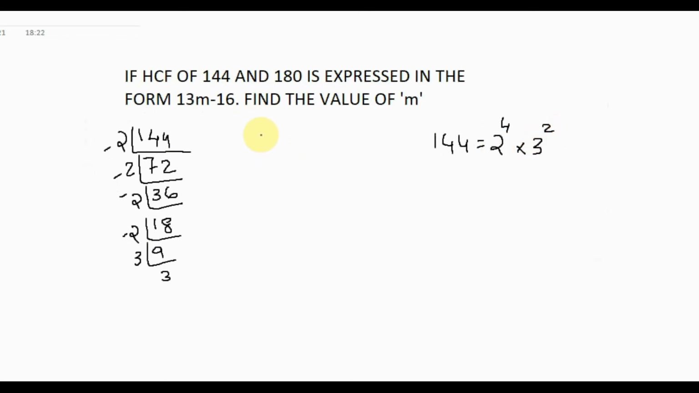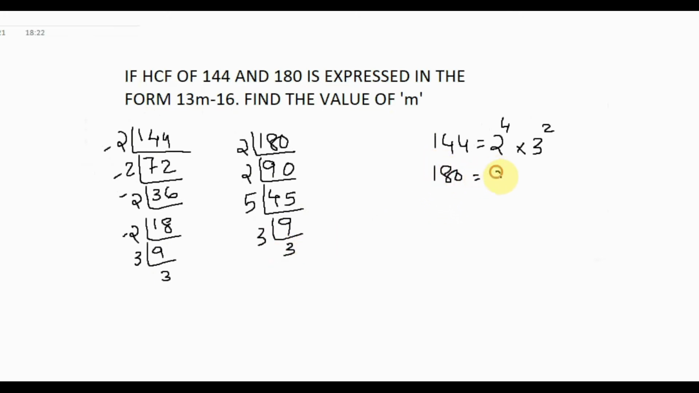Again, what is the next number? 180. 180 we can factorize using prime factorization. Divided by 2, we get 90. Again 2, we get 45. Here 45 we can do 2 methods, either 3 or 5. 5 is easy, 5 nines are 45, again 3, 3, 3. So, 180 gives 2 to the power 2 into 3 to the power 2 into 5.